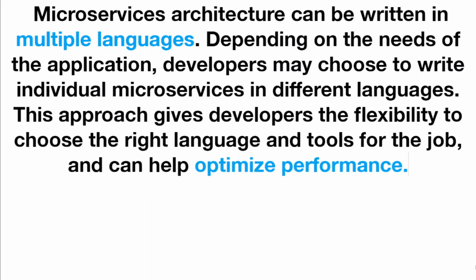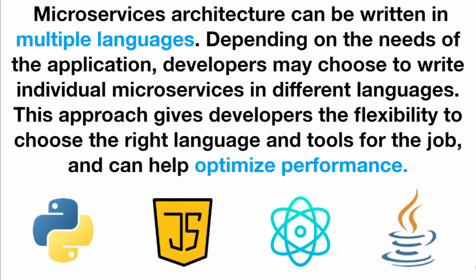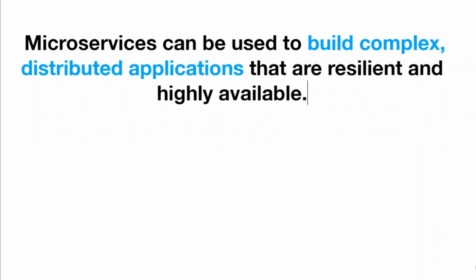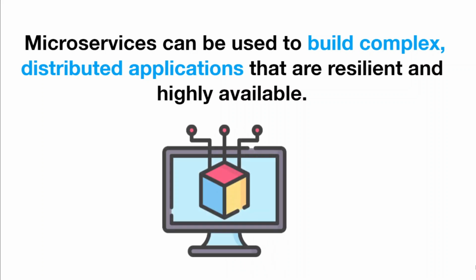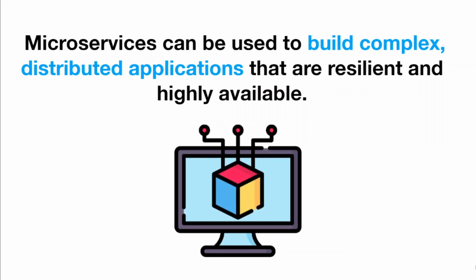Microservices architecture can be written in multiple languages. Depending on the needs of the application, developers may choose to write individual microservices in different languages. This approach gives developers the flexibility to choose the right language and tools for the job, and can help optimize performance. Microservices can be used to build complex distributed applications that are resilient and highly available.